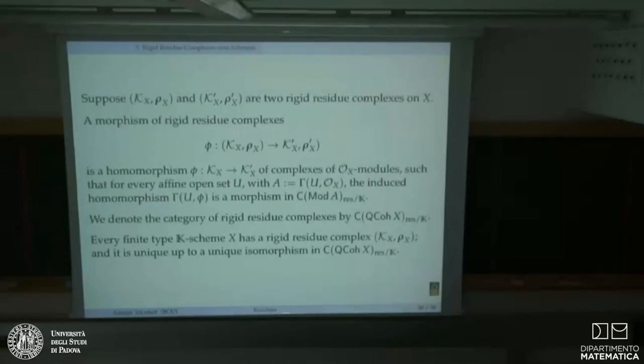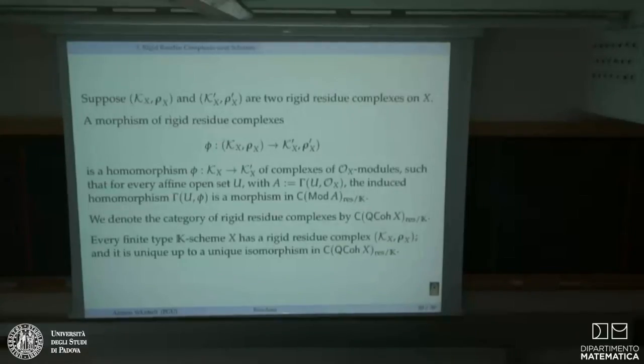How does one prove it? For every affine open set, you concoct its rigid residue complex. They could be very different from each other, but any two are uniquely isomorphic. And on an intersection, you have a unique isomorphism between the restrictions that respects the rigid structures. So you have gluing information in the most naive sense of sheaves. Each of the sheaves glue, and then also the differentials glue, and then again, uniqueness of morphisms is done similarly.